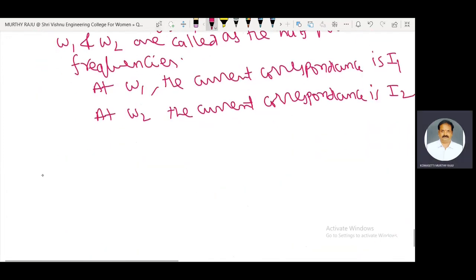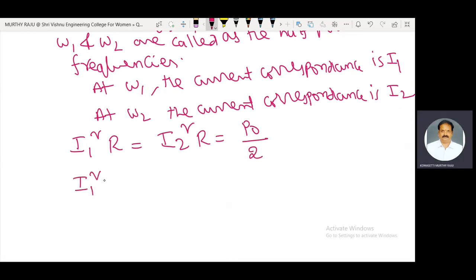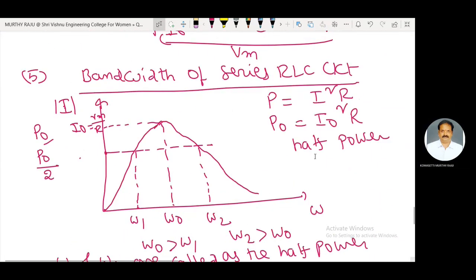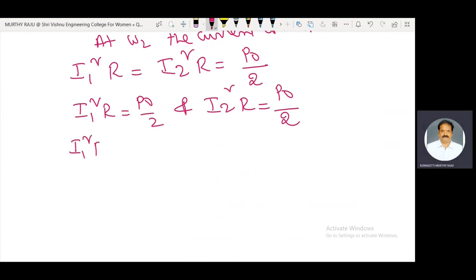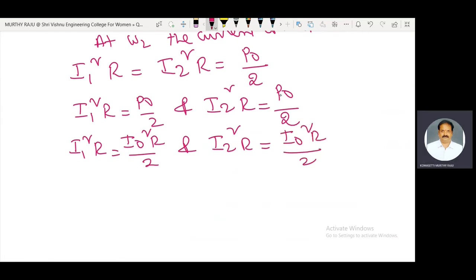Therefore, we know that the power relation is I square R. I1 square R is equal to I2 square R, which is the power at the half power point, P naught by 2. We know that P naught is equal to I naught square R. So I1 square R is equal to I naught square R by 2, and I2 square R is equal to I naught square R by 2. P naught is the power developed in the circuit at resonance. R and R cancel.